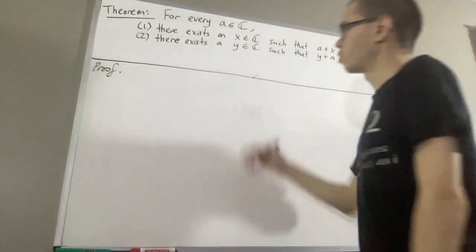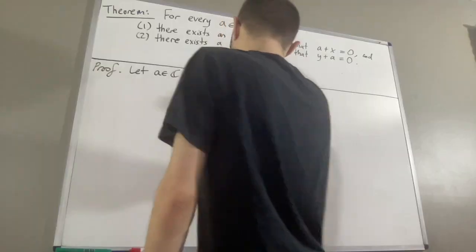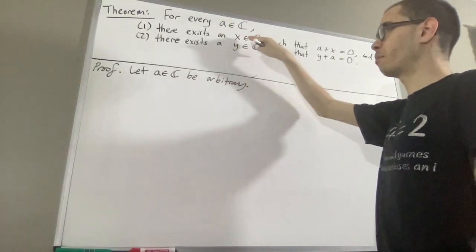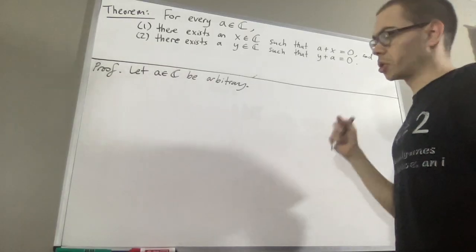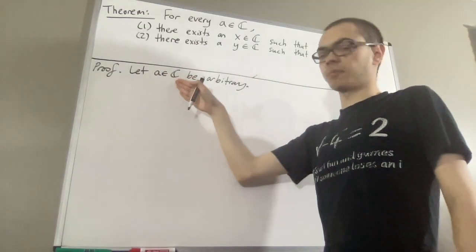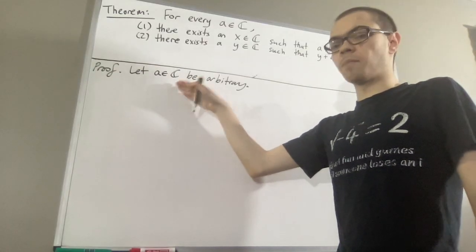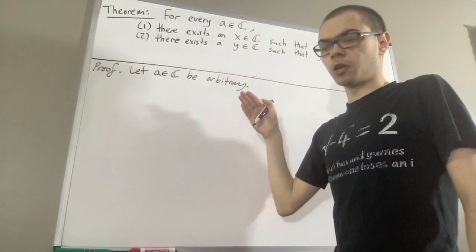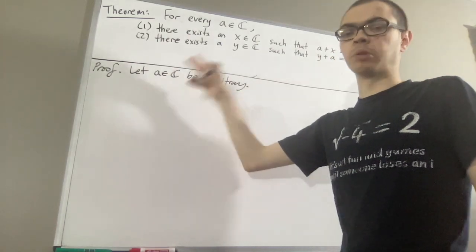So to start out the proof, let's give ourselves an arbitrary complex number a. Now let's first prove that there exists a complex number x such that a plus x is equal to 0. So to start out, since a is a complex number, well then by axiom 12, there exists a pair of real numbers I'll call p and q, such that a is equal to p plus iq.